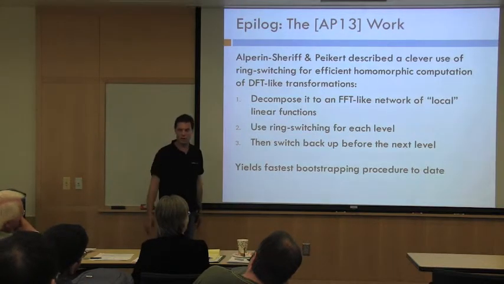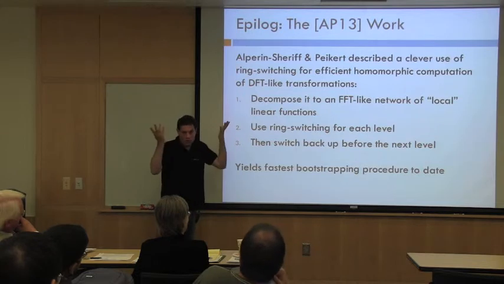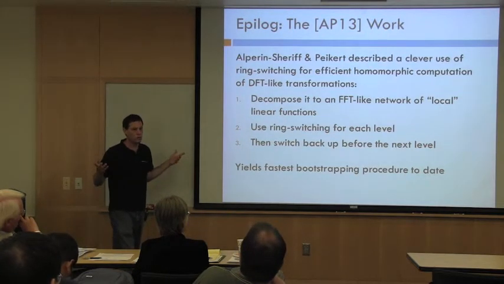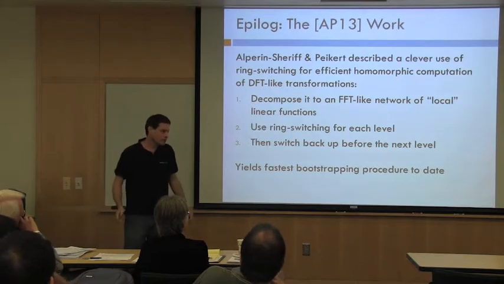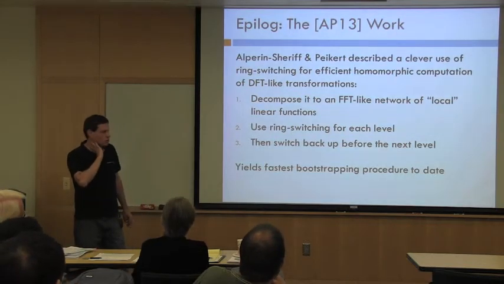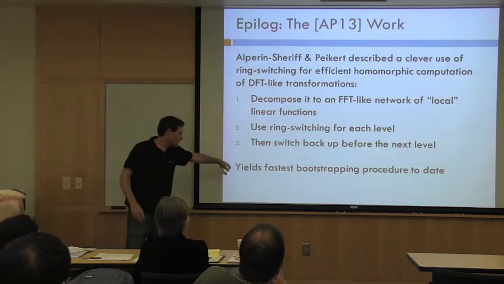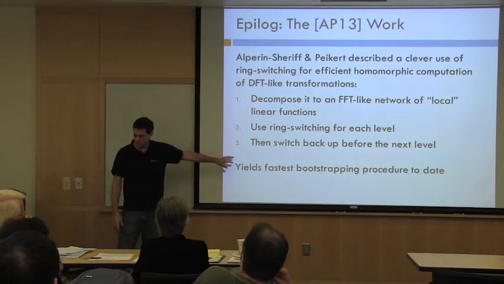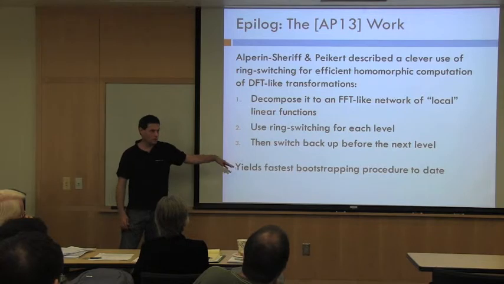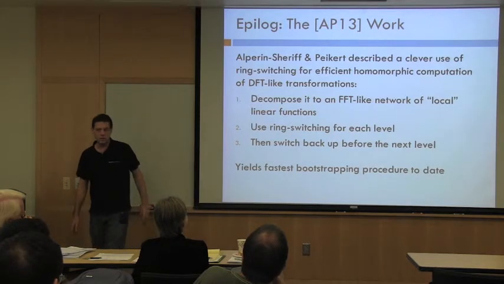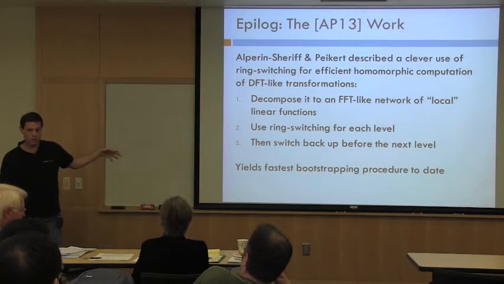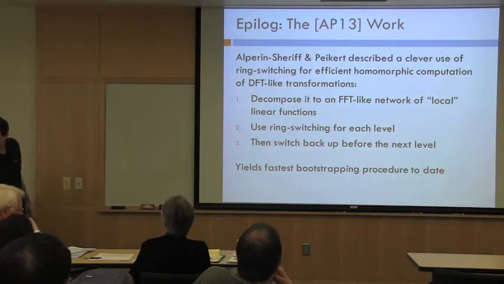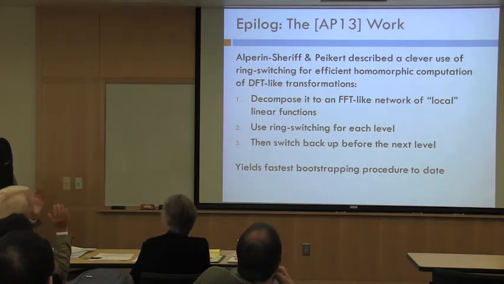So you just map it back up. You embed this small ring in some big ring that includes it. That's a trivial operation. And now you're ready to do another ring switching down. So that, at least on paper, should be much faster, by constant factors but maybe big ones, than any other. You can use it for bootstrapping, and it should be much faster than any other bootstrapping technique that we have. And that's that.